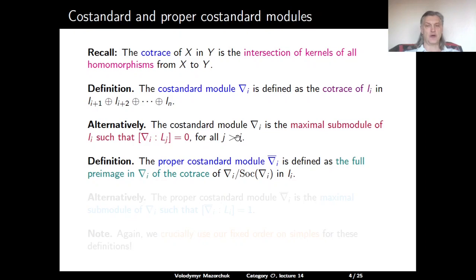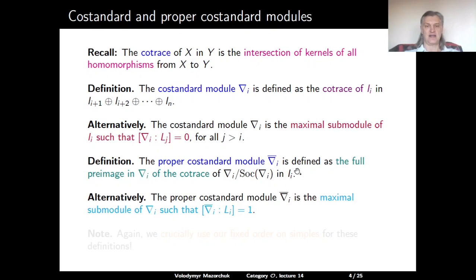Next, we define the proper costandard module nabla i overlined as the full preimage in nabla i of the cotrace of the quotient of nabla i by its socle in Ii. Alternatively, the proper costandard module nabla i overlined can be defined as the maximal submodule of nabla i, which has the property that the simple Li appears only once as its composition subquotient. Again, note that for these definitions, we crucially used our fixed order on the simple modules.